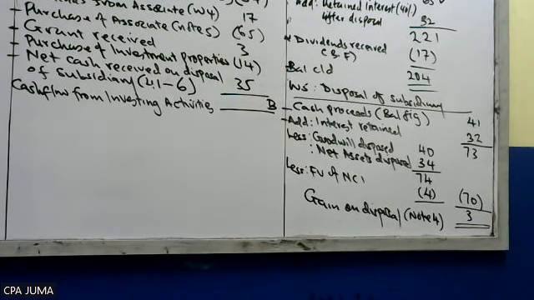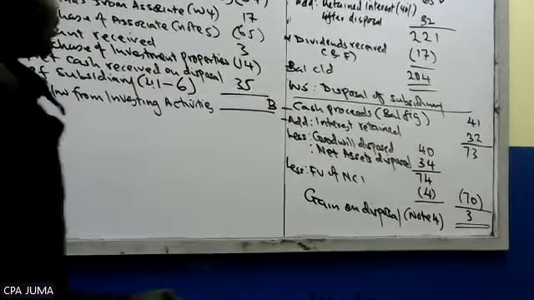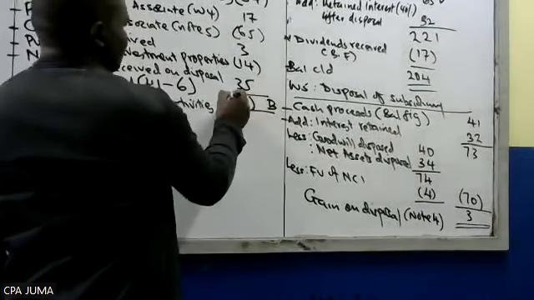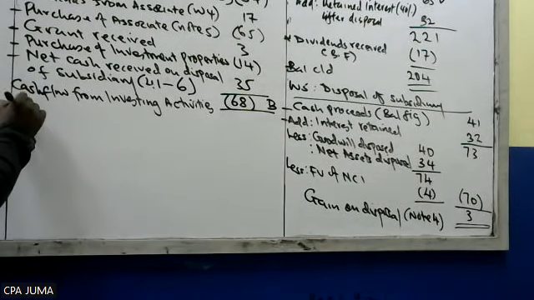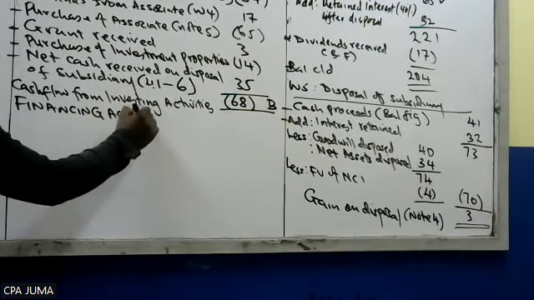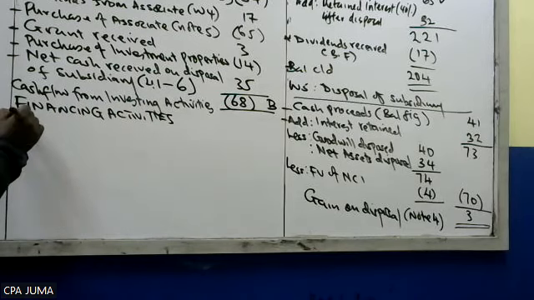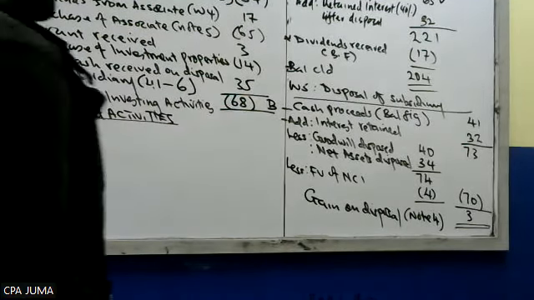Someone is getting how much? Negative 68. Thank you. Negative 68. Let's go to financing, which is the last one.